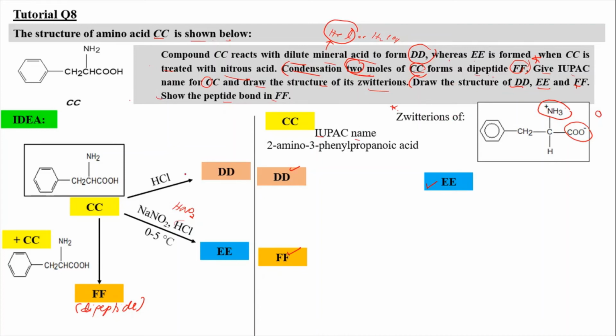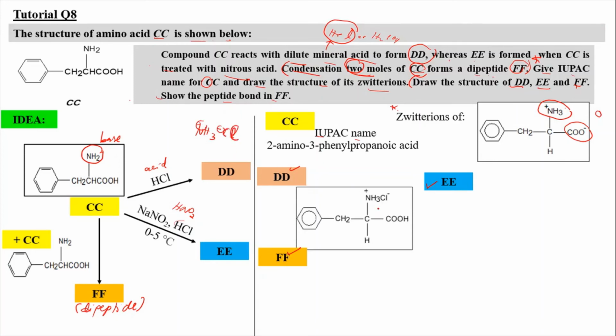Okay, so DD happens when the CC reacts with HCl. HCl here is an acid, so the part that is going to take part is the base. The base here is going to accept another proton from the acid in order to form NH3+, and then the chloride ion is going to be close by to the positive charge. Okay, and you're going to draw it like this.